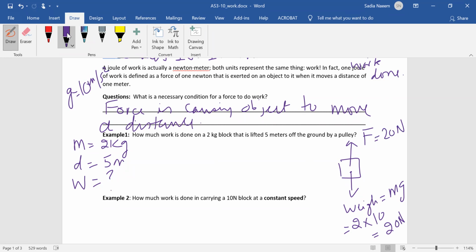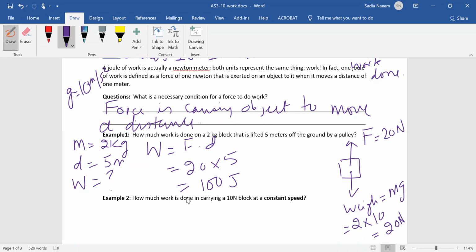So that's your force. Then the work done would be FD. You write the formula, then plug it in. 20 times the distance moved, or the height to which it's lifted, is 5. So 100 joules of work is done to lift this block up. That's by how much the energy of this block will change. It will gain that much potential energy.